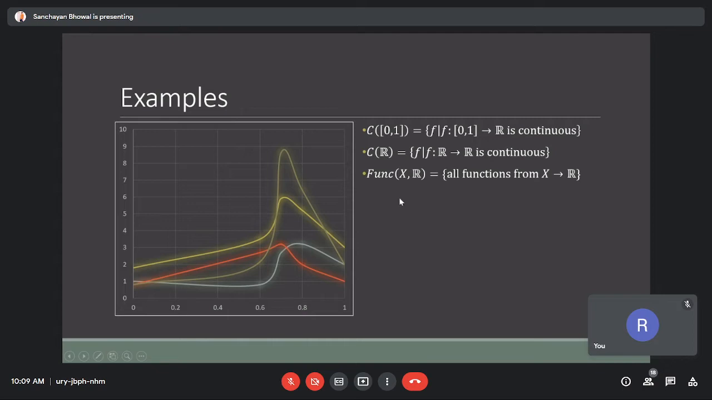Okay. Now we define real polynomials. Again, real polynomials are a special case of continuous functions, so they will always form a ring. That is, if we multiply two polynomials, we will again get a polynomial.